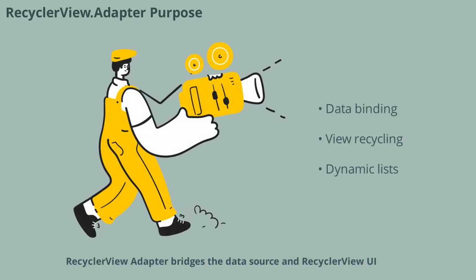RecyclerView Adapter bridges the data source and RecyclerView UI, creating view holder objects and binding data efficiently. It recycles views to improve performance and manages data changes, promoting modular and dynamic list implementation.